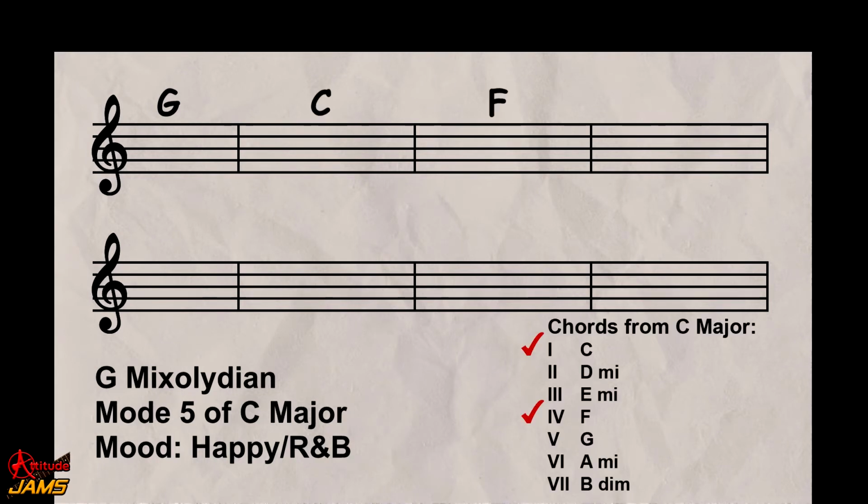Usually, the first, fourth, and fifth chords from the parent key will work as additional chords in any mode. In the parent key of C, these chords are C, F, and G. G is already in the progression, so we're really adding F and C. And you can arrange these in any order that sounds good.